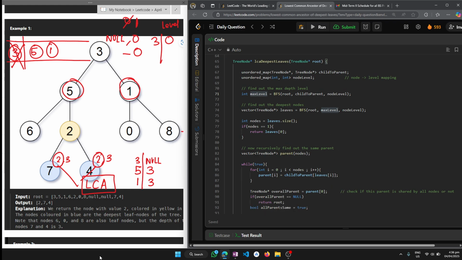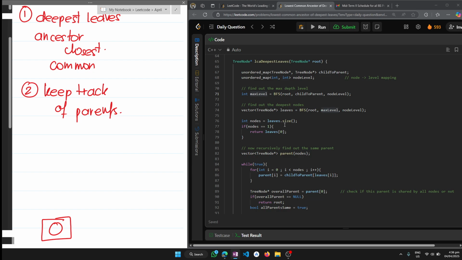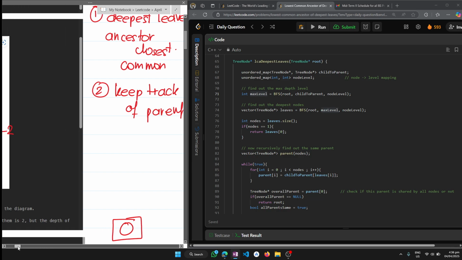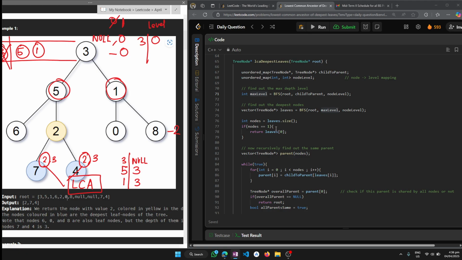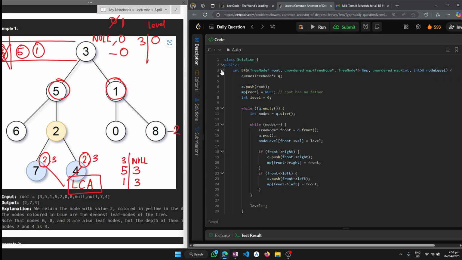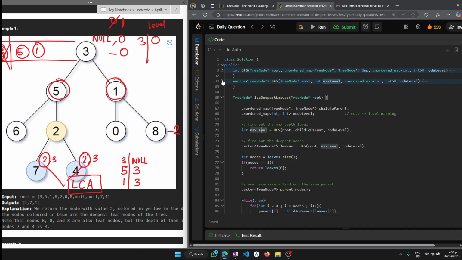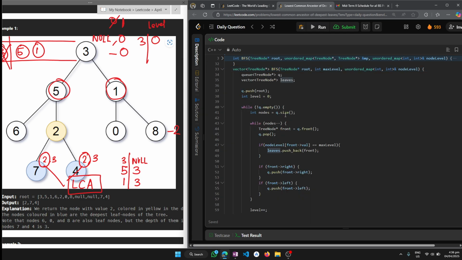Then what's the second thing which we need to do? The second thing which we need to do obviously is, after finding out the parent of each node and the level of each node, I need to figure out what the deepest nodes are. 7 and 4 are the deepest nodes. By the way, I could have done it in the same function, but I chose deliberately to do it in another function so that it's a bit easier for us to understand. Okay, so max level I have, now I'm trying to figure out what the deepest leaves are. So for that particular purpose, I have another function.